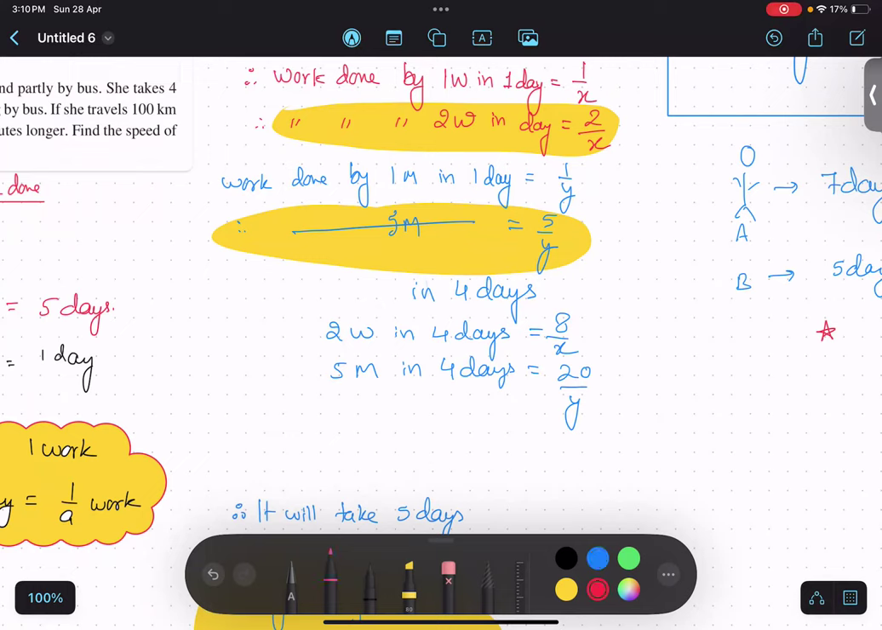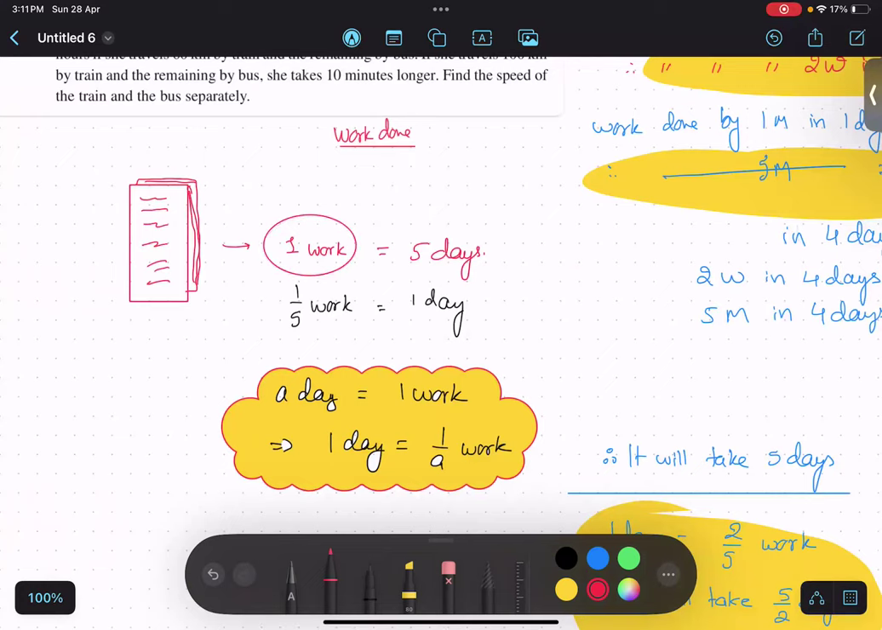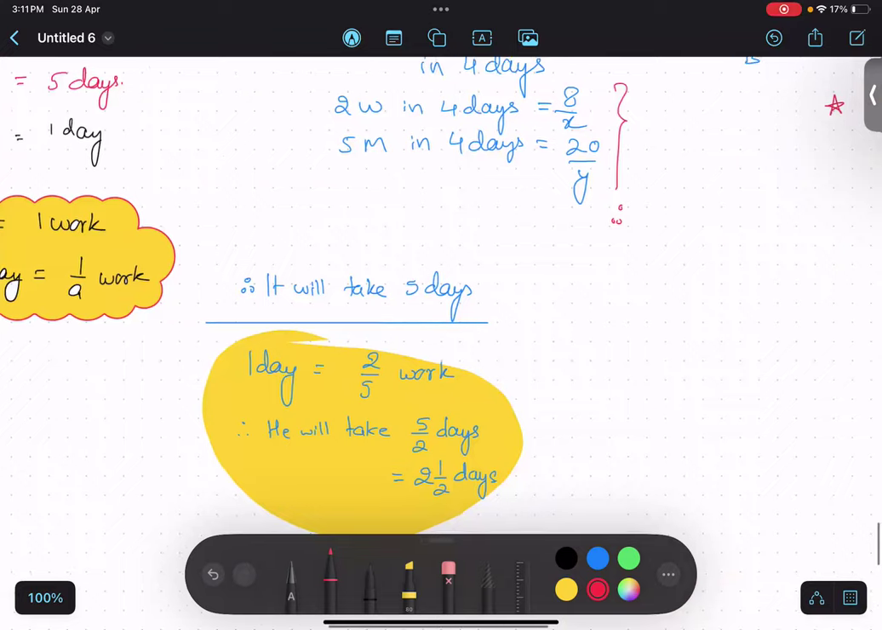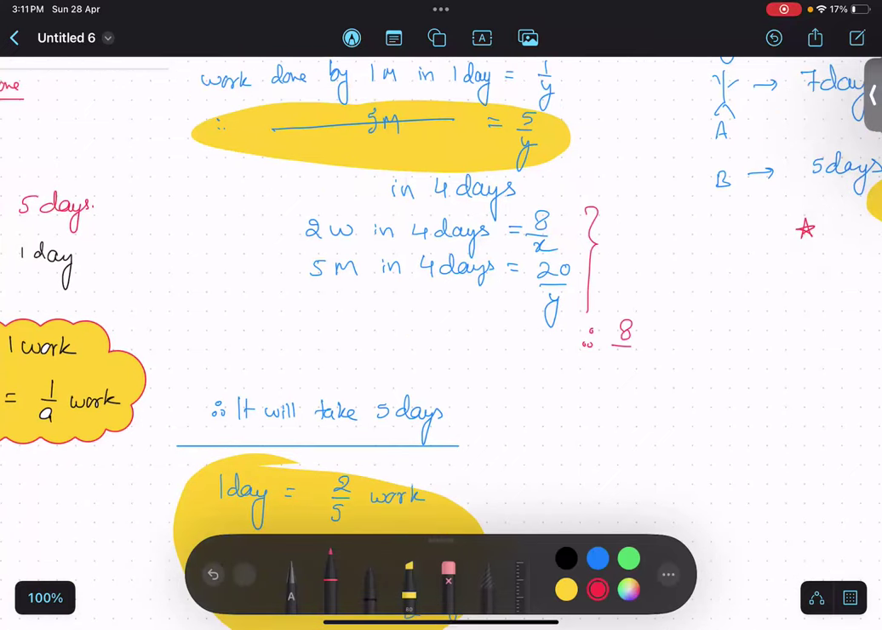Now, in totality, this is the work done, the finished work. How much is the work? Kaam kitna tha? Work is always one work. Remember? No matter how much the work is, we consider all the work as one work. Therefore, two women did the work plus five men did the work, and in total they did one work: 8/x plus 20/y equals 1. Is that thing clear? Now, this is my first equation.